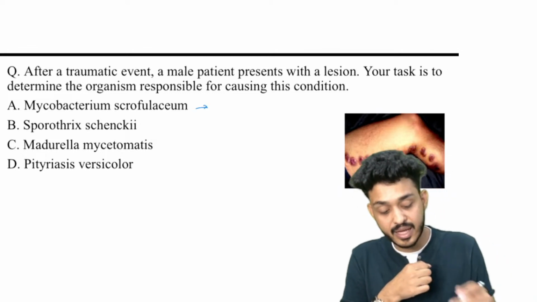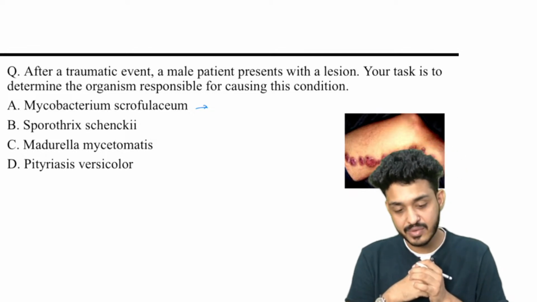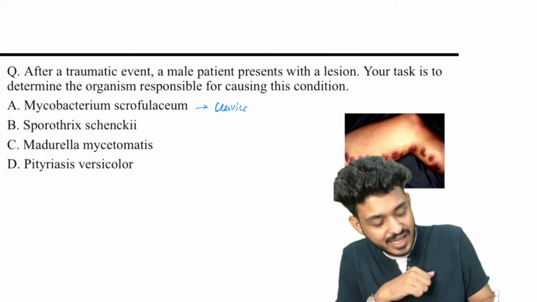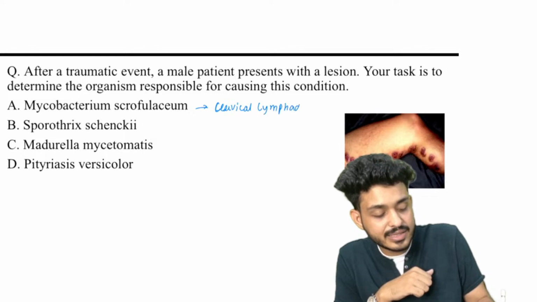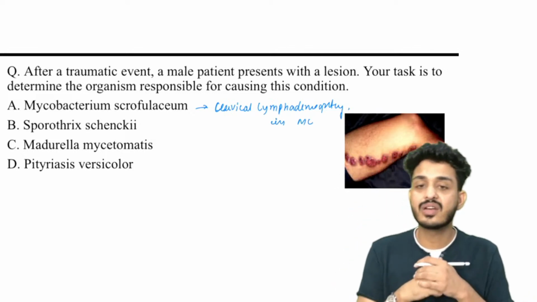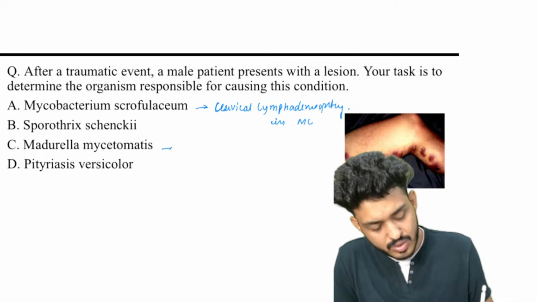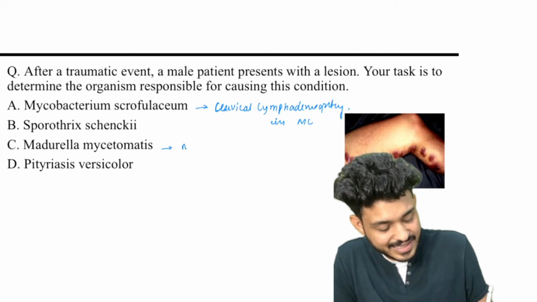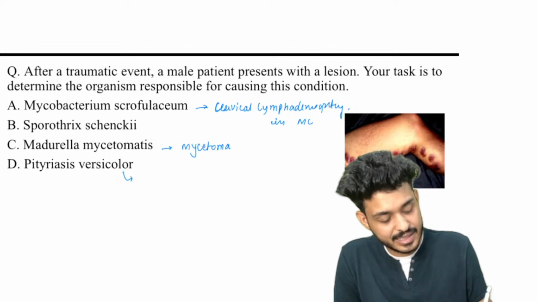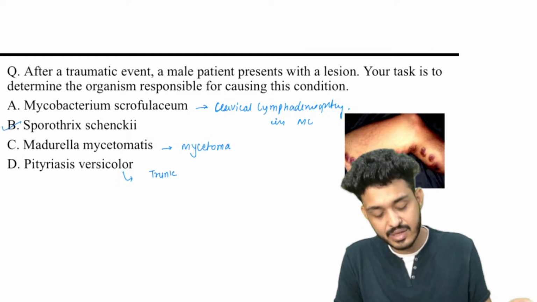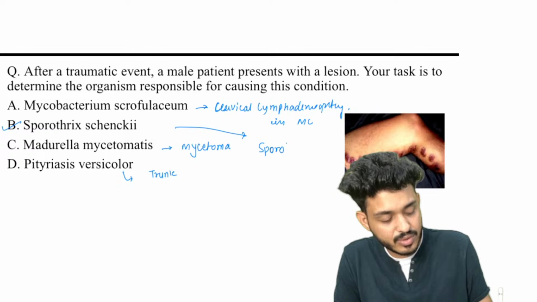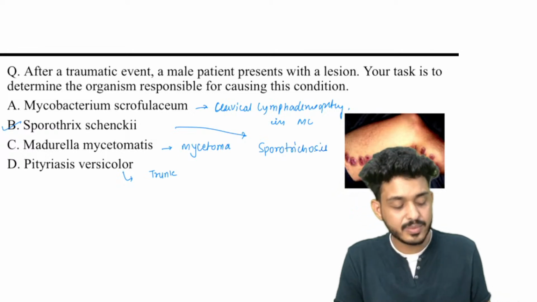First, tell me what Mycobacterium scrofulaceum will be causing. It will be causing cervical lymphadenopathy in children. It is the most common cause of cervical lymphadenopathy in children. Okay, Madurella mycetomatis, we have already seen, will be causing mycetoma. Pityriasis versicolor, just now we saw it will be present on the trunk, so the answer definitely will be Sporothrix schenckii. That would be causing sporotrichosis.